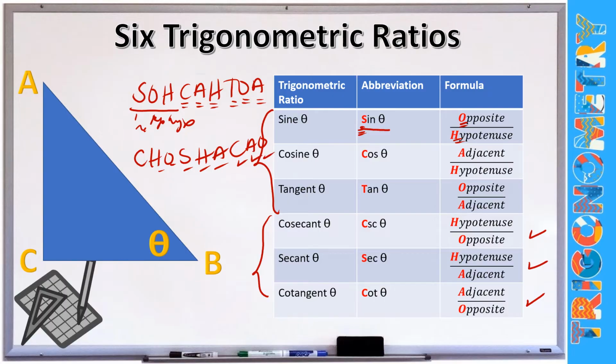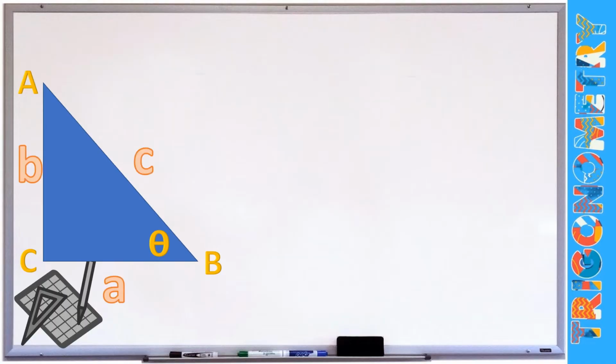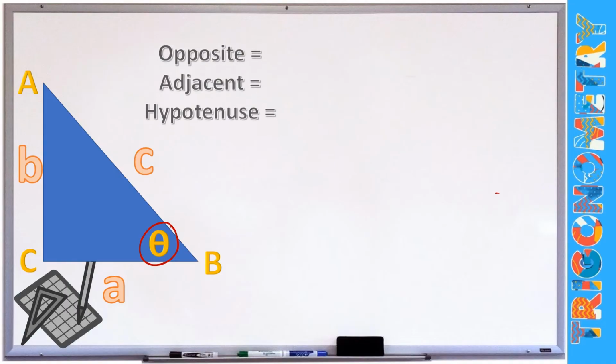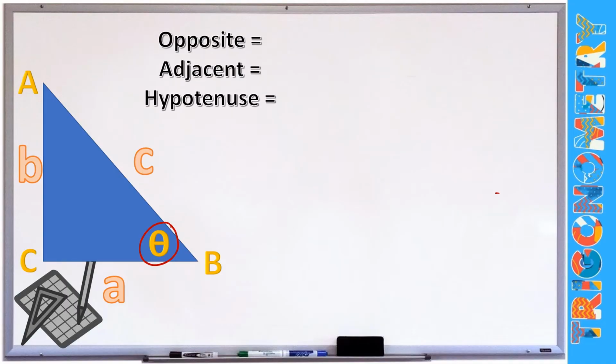Okay, so to identify again which is the opposite, adjacent, and the hypotenuse, we have to know the location first of your angle theta or your reference angle. So let's take this one as an example. We have here your triangle ABC. Here is our angle theta. Then we have to identify first the parts, which is the opposite, the adjacent, and the hypotenuse on this triangle.